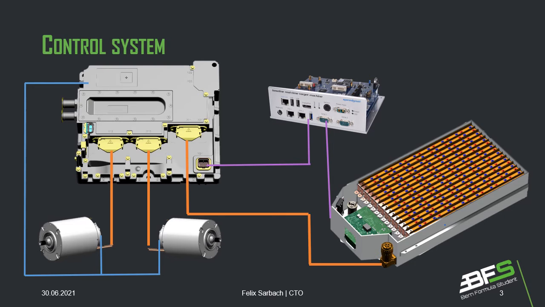The inverter then takes the high voltage from the battery and gives it to the motor in the current, voltage and frequency so that we can drive as efficiently as possible. The motors have a resolver mounted on them so that the inverter always knows what position they are in.